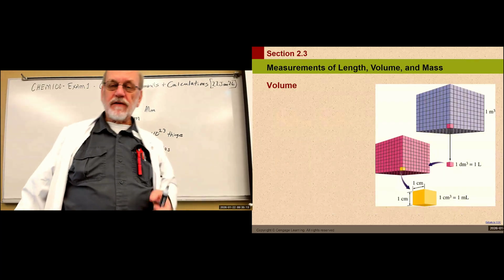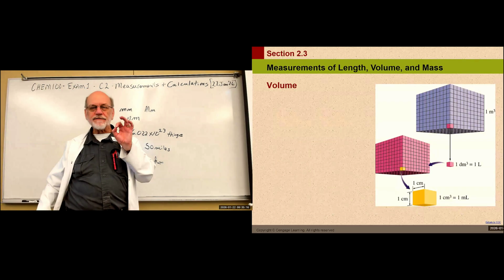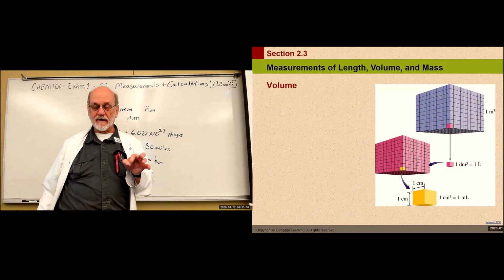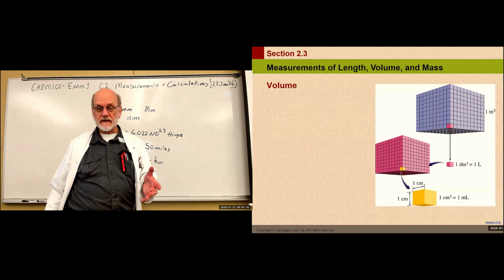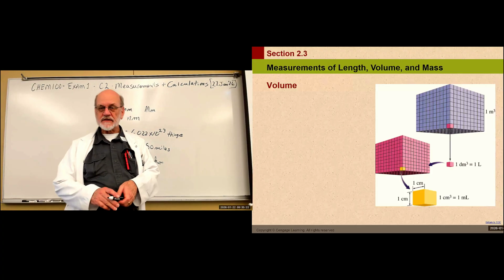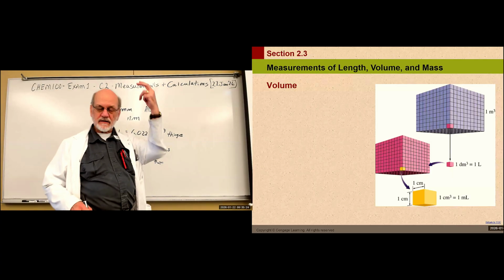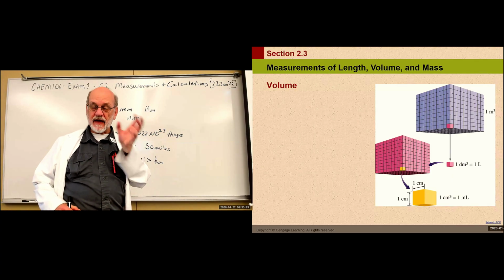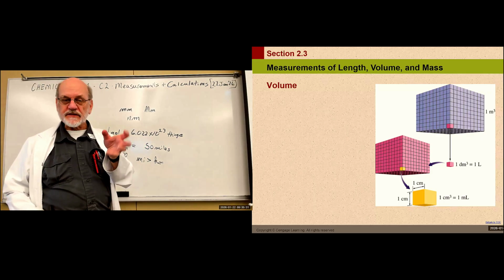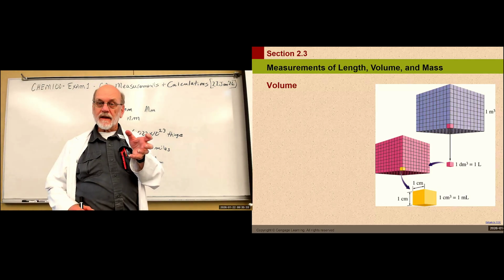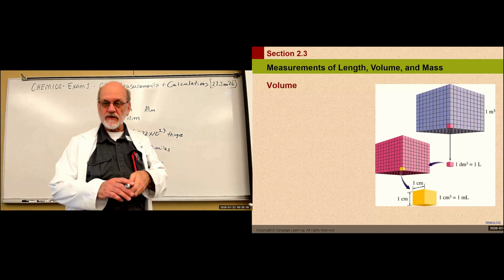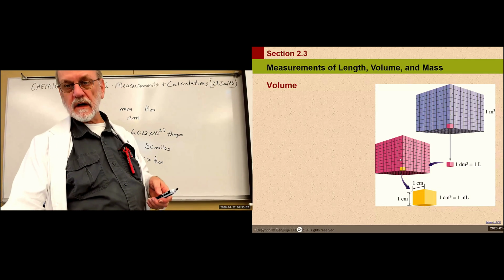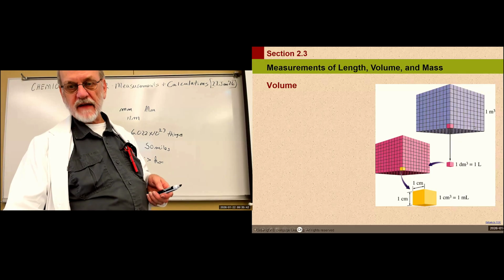All right. Volume is not a fundamental unit. Right? It's a derived unit from length. We simply take height, width, and depth, multiply them together, and that gives you volume. So if the standard unit is a meter, then we get a cubic meter. And that's what we're representing up here on this blue figure. That's a cubic meter.